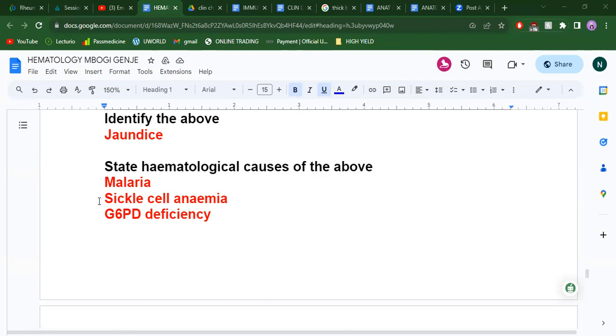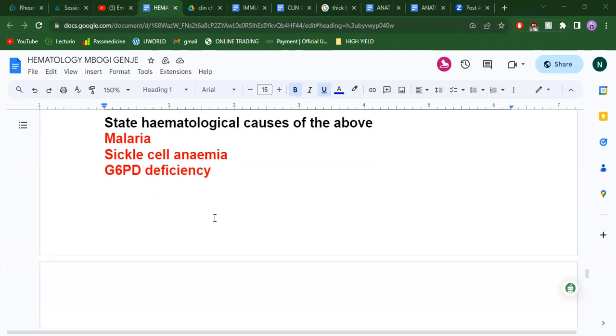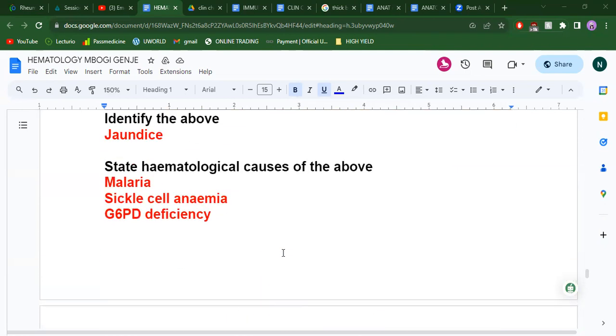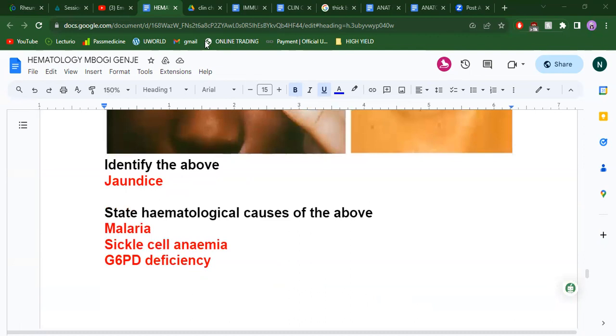So malaria, sickle cell anemia, G6PD deficiency, thalassemia, hereditary spherocytosis, certain drugs, there are a lot. You remember how we classified causes of hemolytic anemia? Hemoglobinopathies, enzymopathies. So you just mention them, okay?